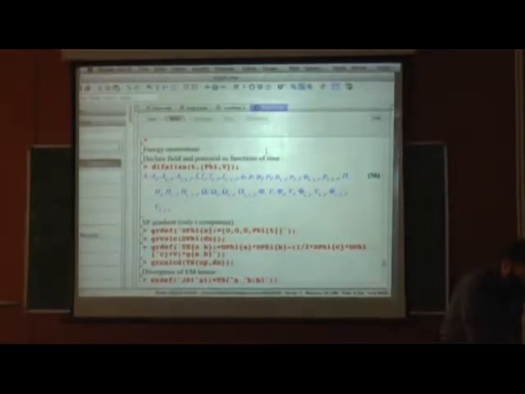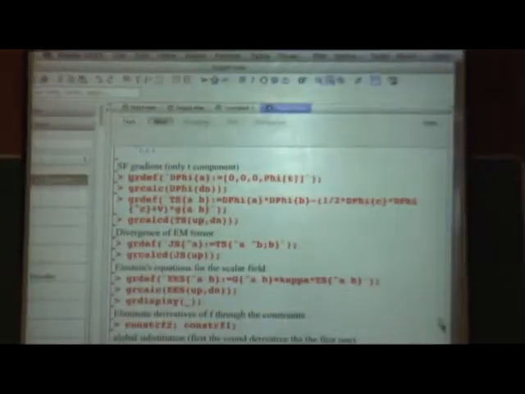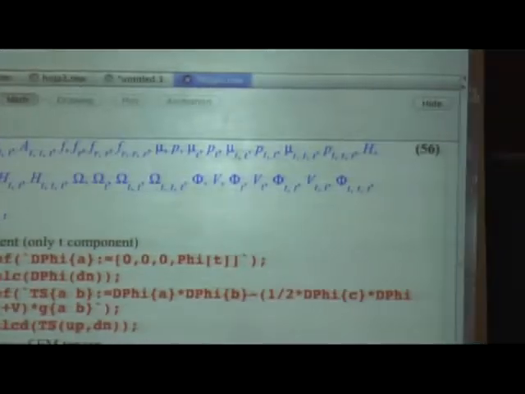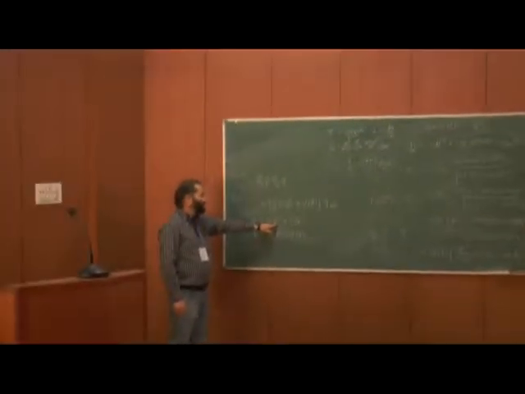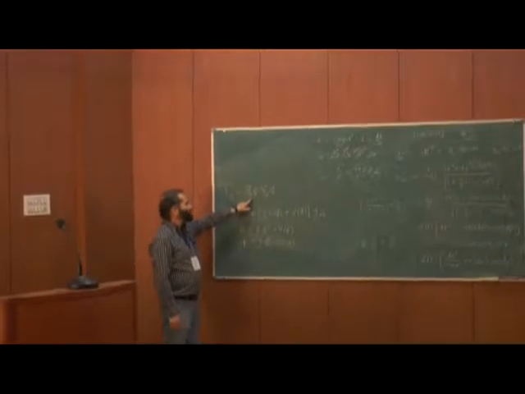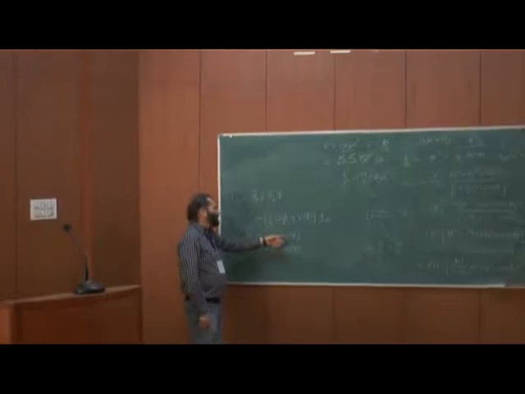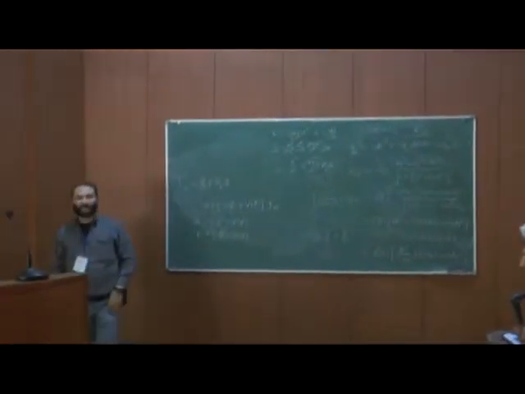Now, let's first define the gradient of the scalar field, because we need to define the following components. We need to define this object. This is a gradient, and then we also have to define, for Friedman-Robertson-Walker, basically this one.